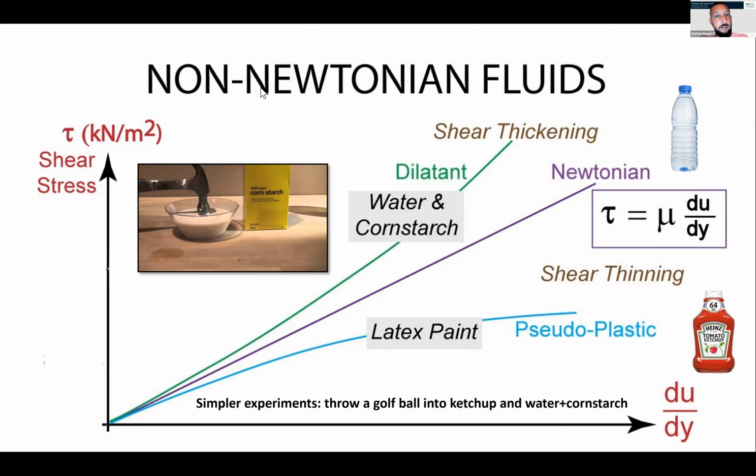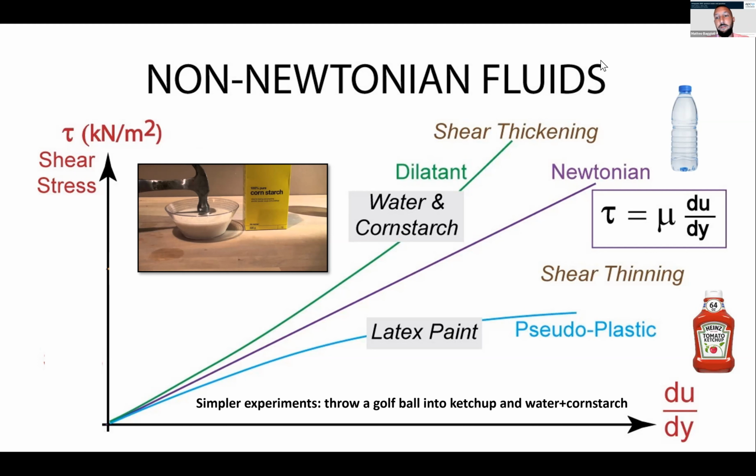On the contrary, you can try a different system, which is very famous, and on YouTube you can find many videos, which is basically water and cornstarch. And water and cornstarch is exactly the opposite. So if the force that you're applying is kind of small, then it behaves very softly, so it's very liquid. But then if you start bumping it very hard, it becomes basically very solid. So the viscosity grows a lot.